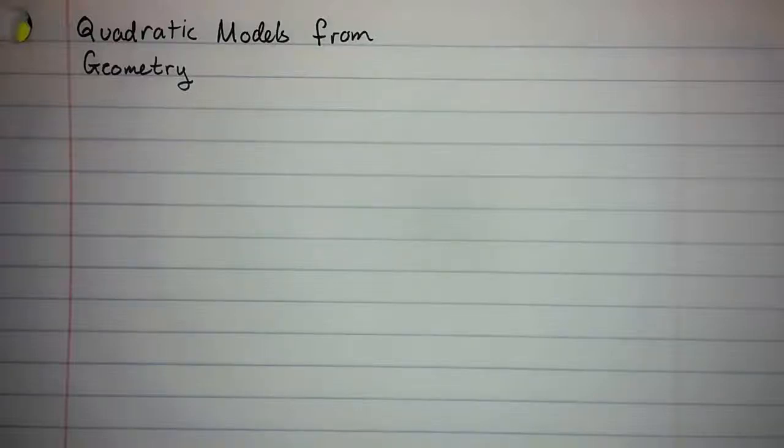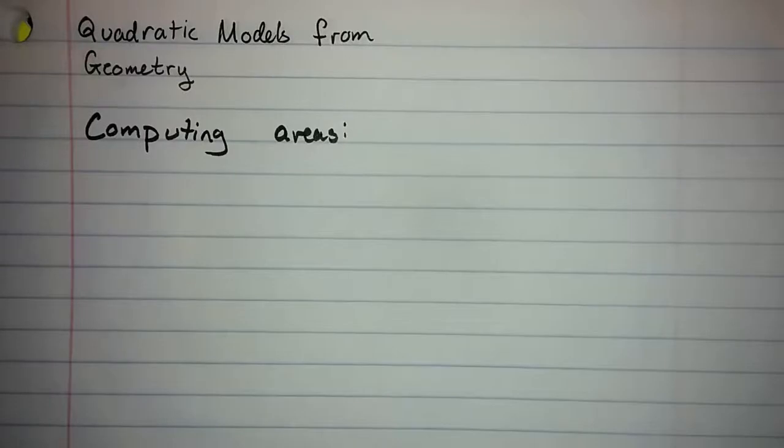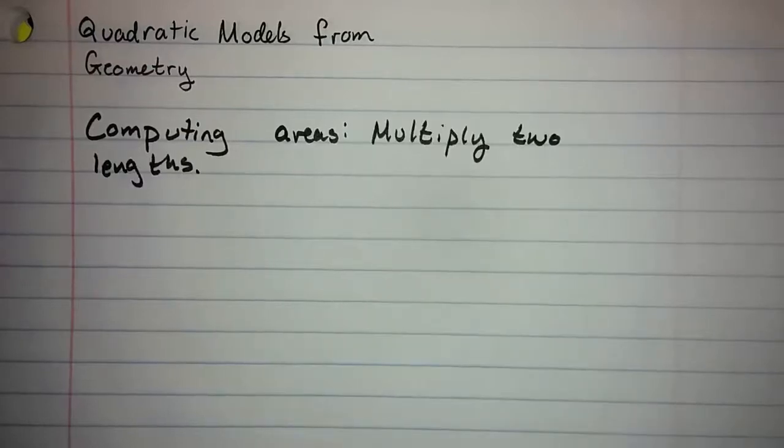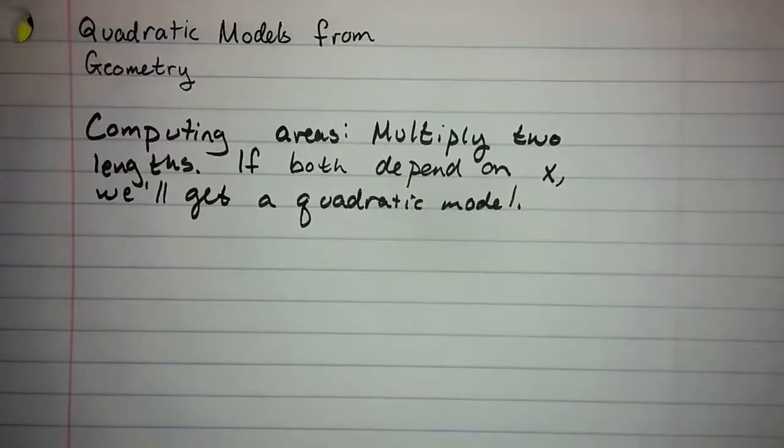One of the places that we find situations that are modeled by quadratic functions is in geometry. And there are two major places that we're going to find quadratic functions in geometry. The first one is in computing areas. Remember, when we compute areas, we will always be multiplying two lengths together. If both lengths depend on x, we'll get a quadratic model. Let's see an example of a quadratic model we get from geometry.